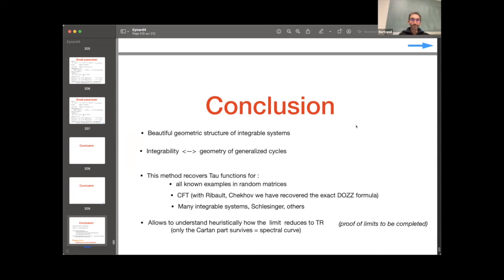Well, yes and no. I mean, the tau function is not a theta function, for sure. Yes, the tau function is not a theta function. So when you speak about these generalized cycles, there are generalized cycles.